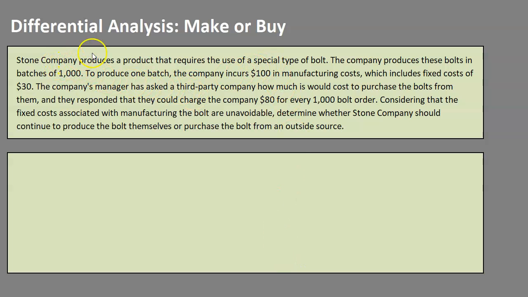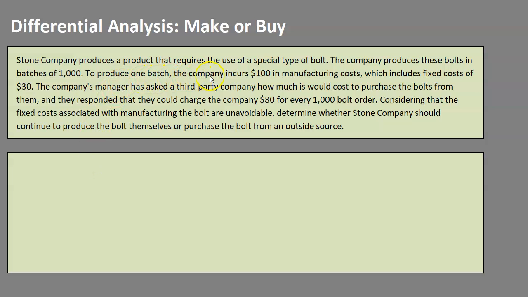We have Stone Company that produces a product that requires the use of a special type of bolt. The company can either manufacture the bolt, which is what they currently do, and currently they manufacture these in batches of 1,000. So you'll notice that when we get to the buy portion of this problem, they're also going to be buying in batches of 1,000. So we're always going to be doing this analysis as it relates per batch, right?